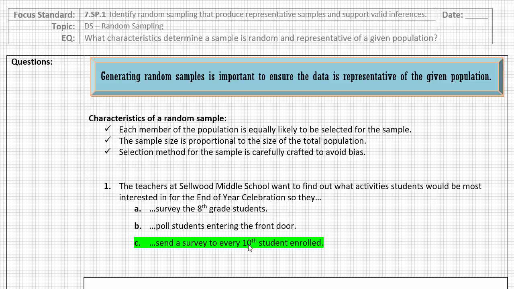By sending a survey to every 10th student enrolled, that includes 6th grade, 7th grade, and 8th grade students, and if we're going down the list and taking every 10th student, everybody has an equally likely chance, and it is proportional to the size of the population, and there's no bias. Teachers aren't asking only the students in their class, and so on. Let's take a look at another example.